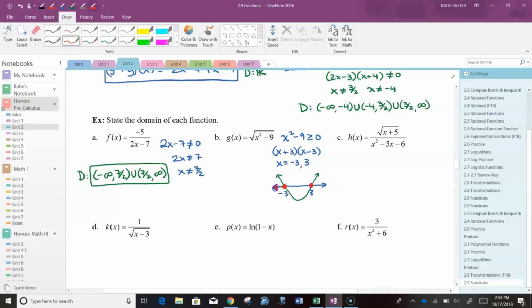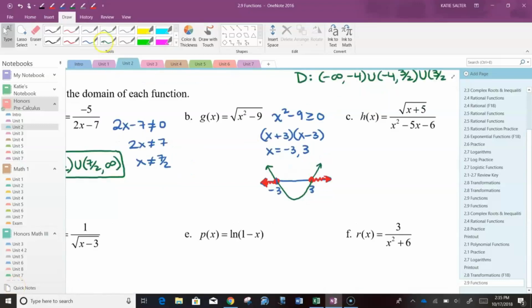So we would shade the number line when we're less than negative 3 and when we're greater than 3. Therefore, the domain of g of x is going to be from negative infinity to negative 3, bracket, in union with 3 to infinity. And you can always check yourself out.